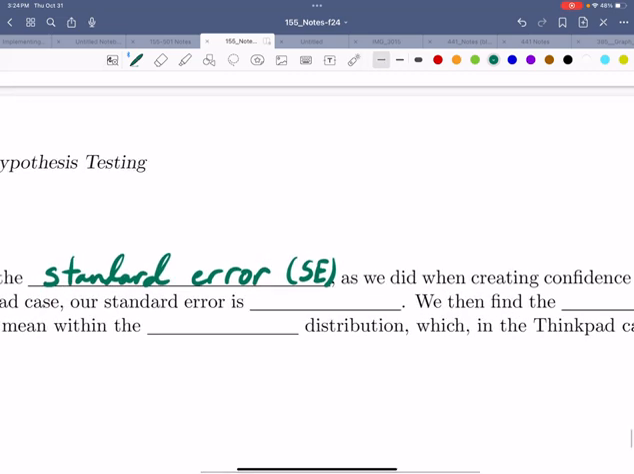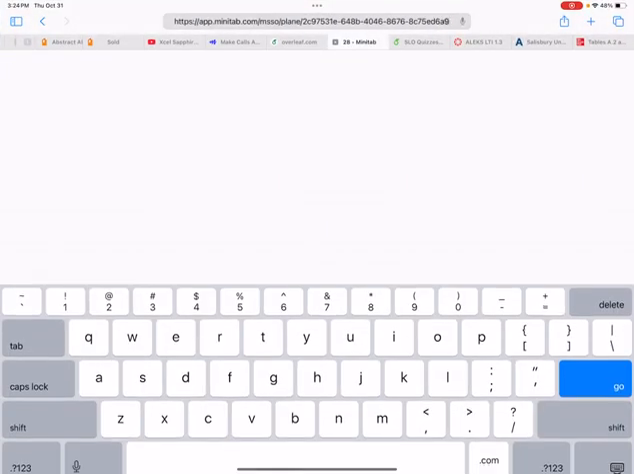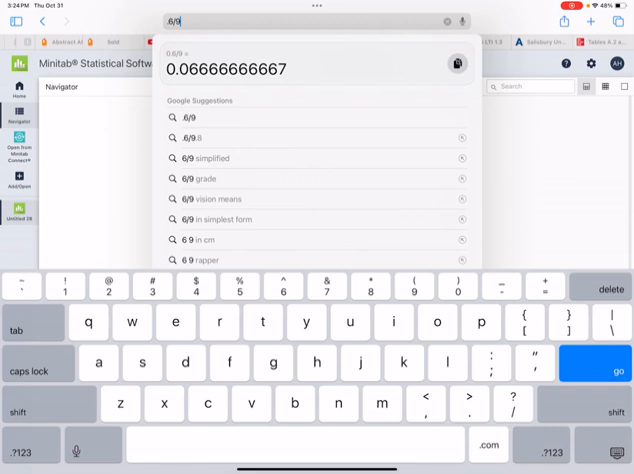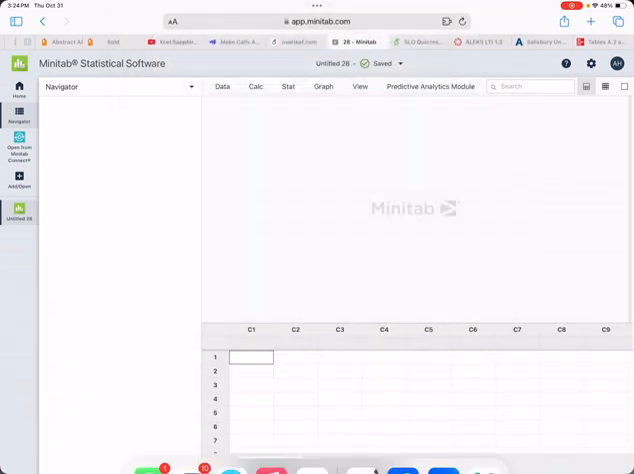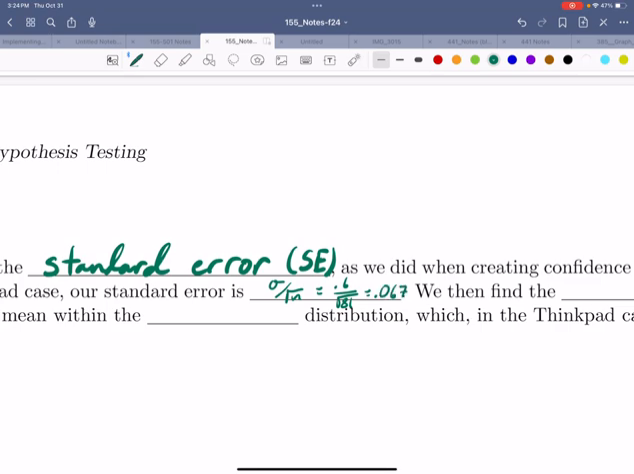It's sigma over root n, which equals 0.6 over the square root of 81, which is 0.6 divided by 9. Let's see what that is. 0.6 divided by 9 is 0.0667. So we'll just say it's 0.067.